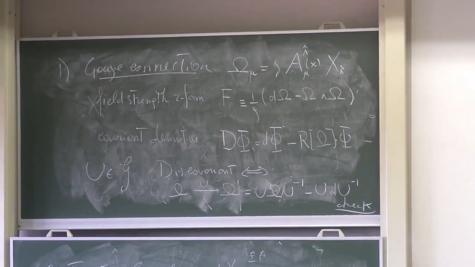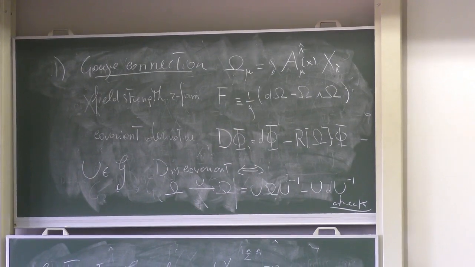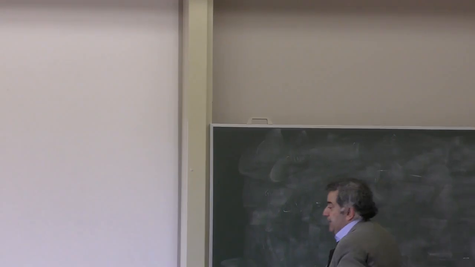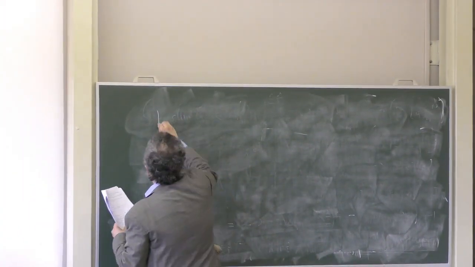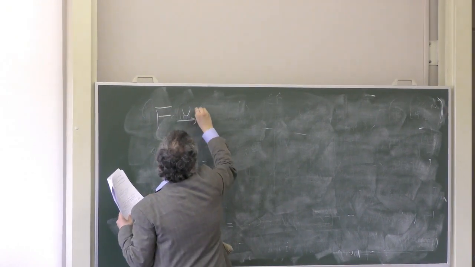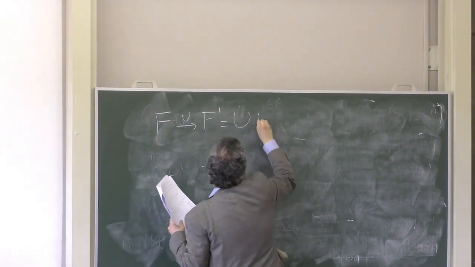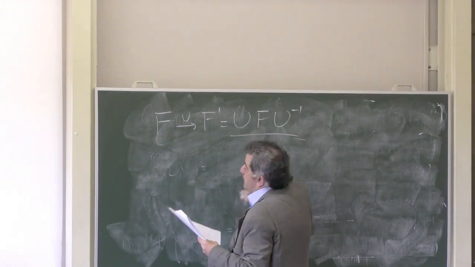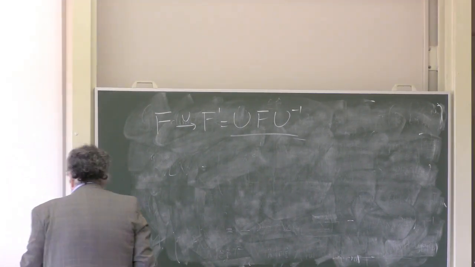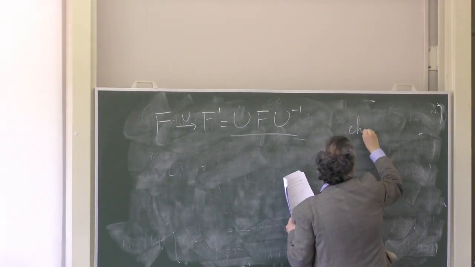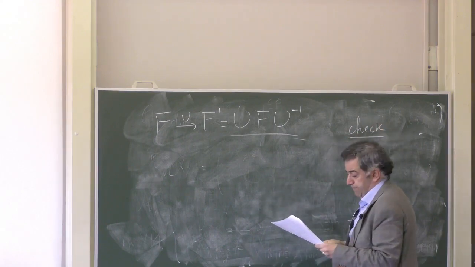Another exercise. Check that the field strength, which is, you see, a two form with values in the algebra, has the correct transformation property, namely that F goes under U into F prime, which is U F U minus 1. That's the correct transformation property. So that I advise you to check.